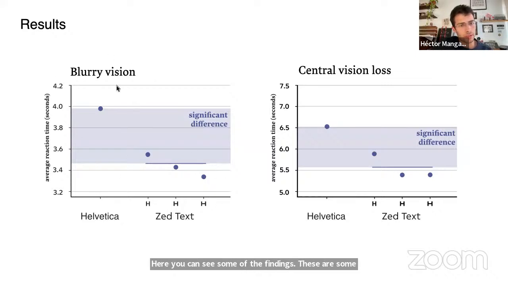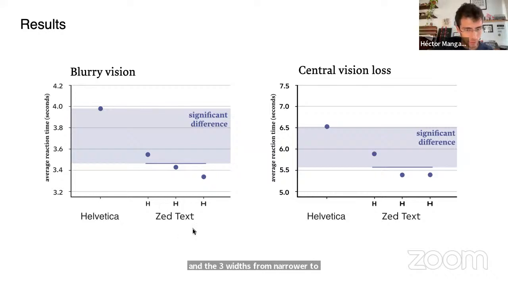Here on the left, you can see the patients from the blurry vision group. In total, 24 people participated in the pilot. And the vertical axis represents reaction times. So basically, how long the person took to react to the letters. Here you can see the average reaction time for Helvetica and the 3 widths, from narrower to wider, of the typeface that we were researching.